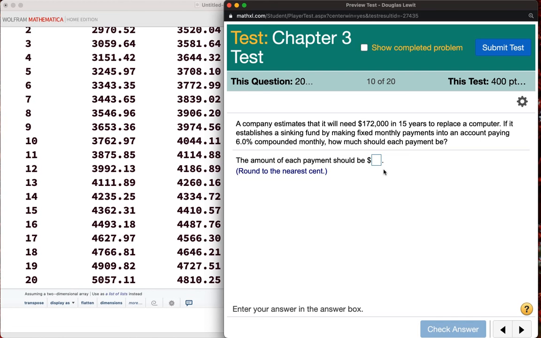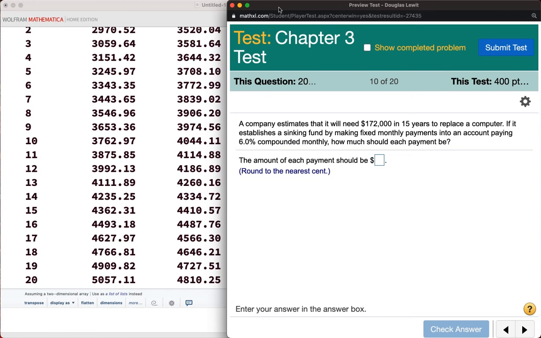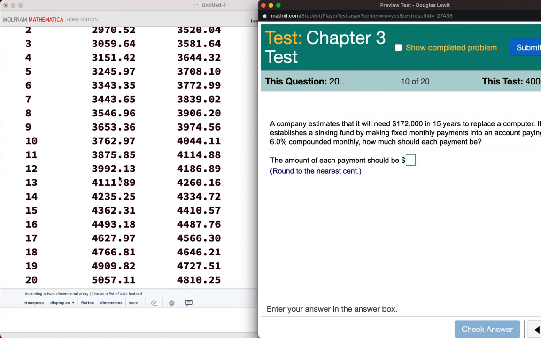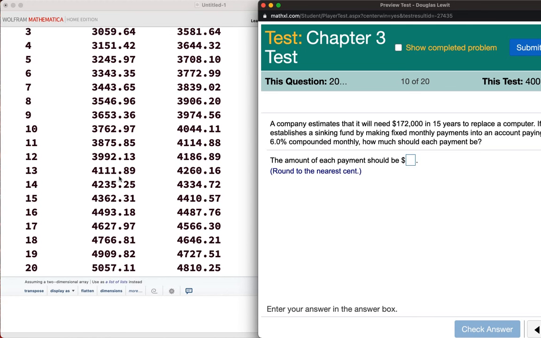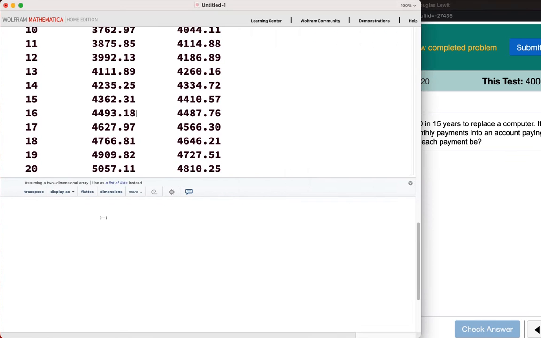The company estimates that it will need $172,000 in 15 years to replace a computer if it establishes a sinking fund by making fixed monthly payments into an account paying 6% compounded monthly. How much should each payment be? All right, so I don't mind doing a couple of these with you guys. I don't want to do a whole bunch of them because, again, I did several of these questions in my previous video.